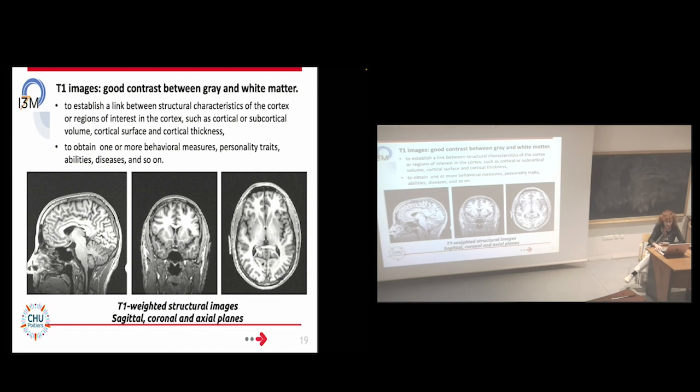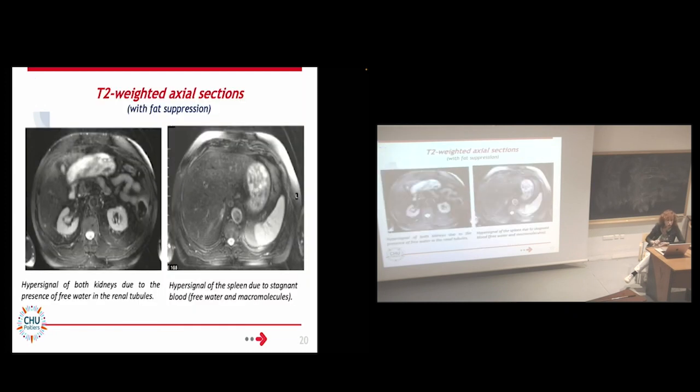And at the opposite, if you look at a T2 image, you can see that you have a good image of water. So for example, here you have kidneys, and so you can see water in the renal tubules. That is normal, but you can also see stagnant blood.